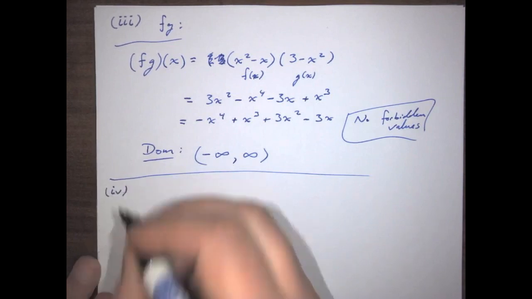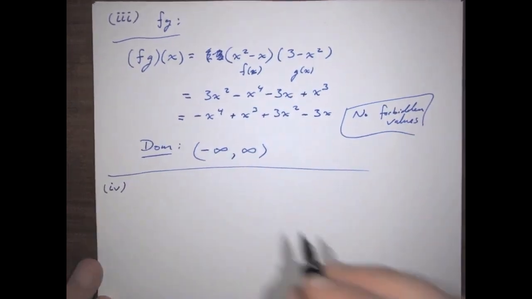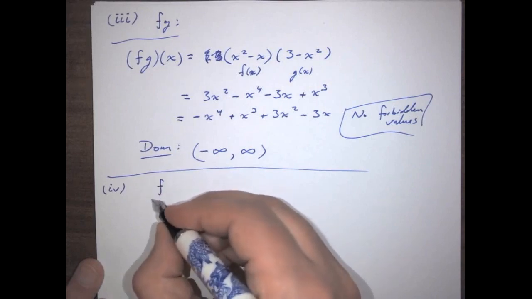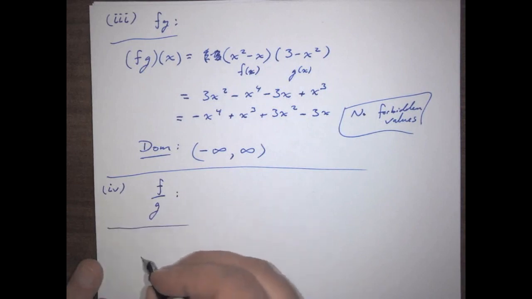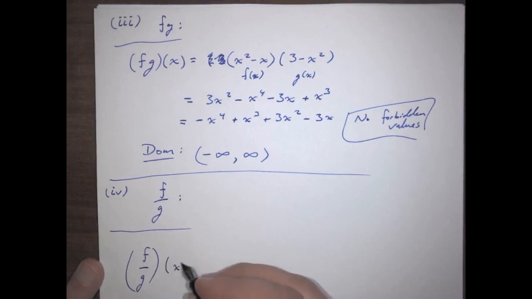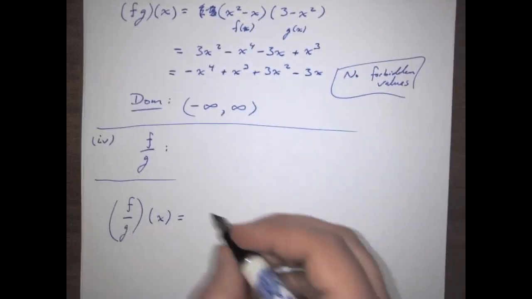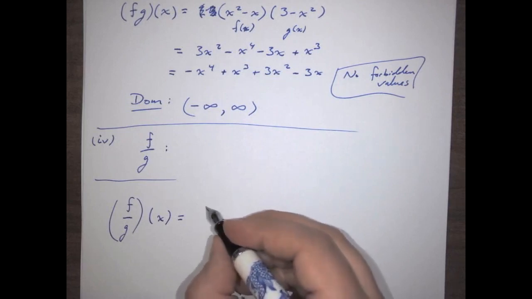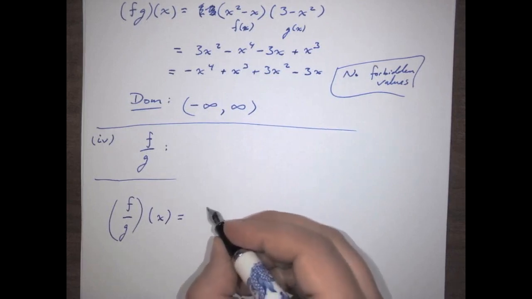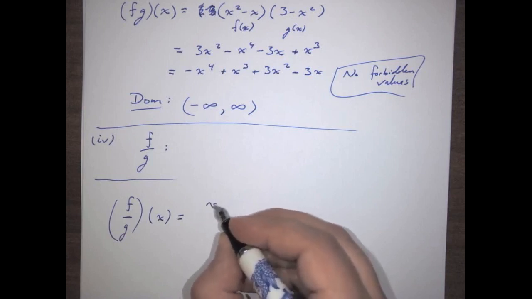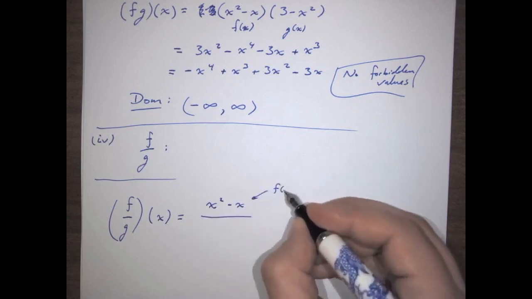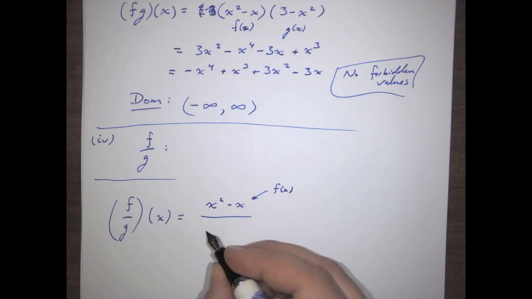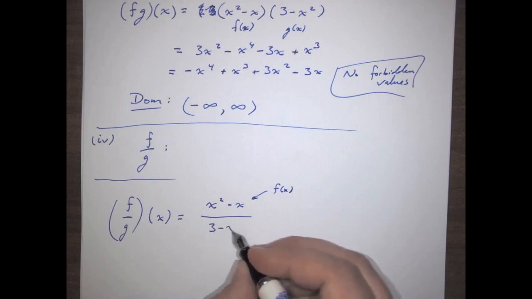Alright, and now the last one, and the one that's going to finally give us something to work with on the domain. We're going to have, finally now, f divided by g. So f divided by g means that if we are going to want to evaluate this at any particular x, what we have to do is take f of x divided by g of x. So this is going to be now x squared minus x. That's the formula for f of x. And g of x is going to be 3 minus x squared.